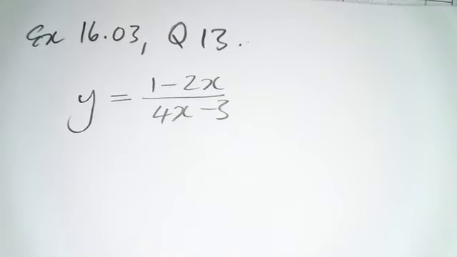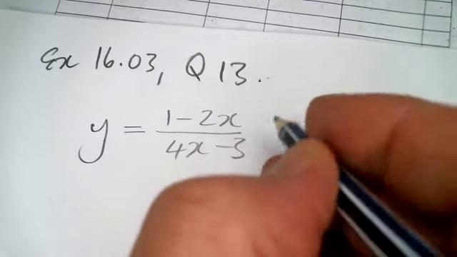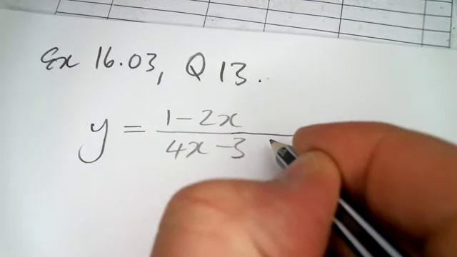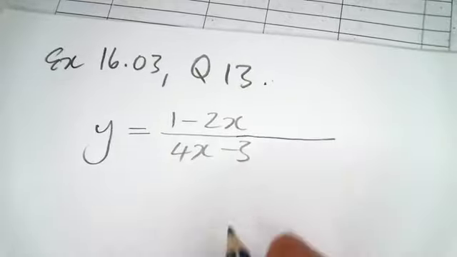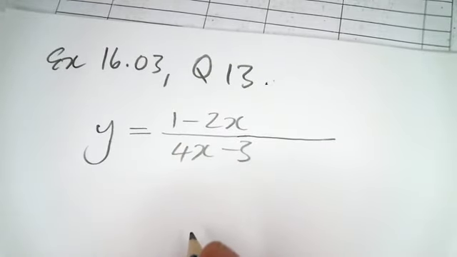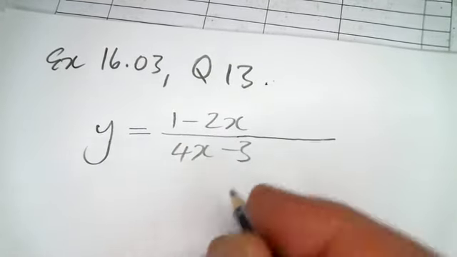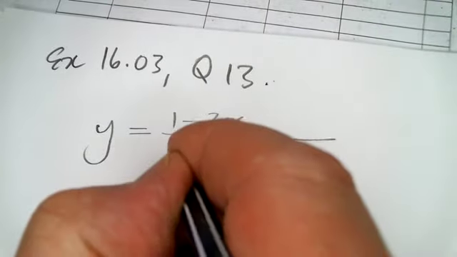16.03, question 13. So again, very similar to the other ones we've looked at, slightly more involved with this one though. So I'm just going to extend the vinculum out here, and I'm not going to restate it this time. You know what the question is. This time I'm just going to go straight on to the next line. So multiply both sides by the denominator.